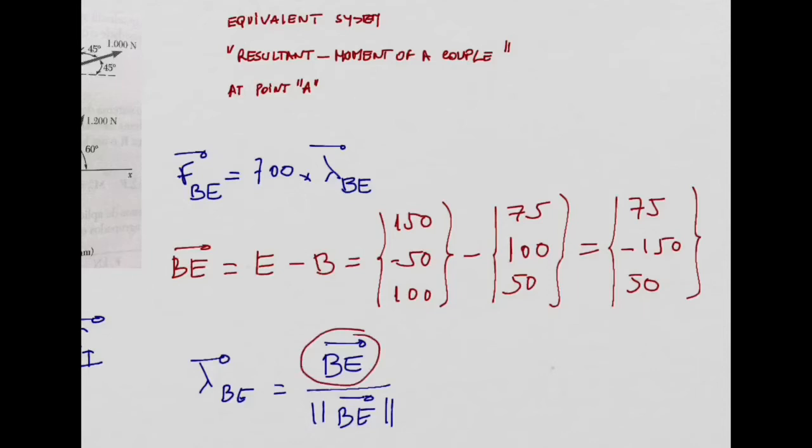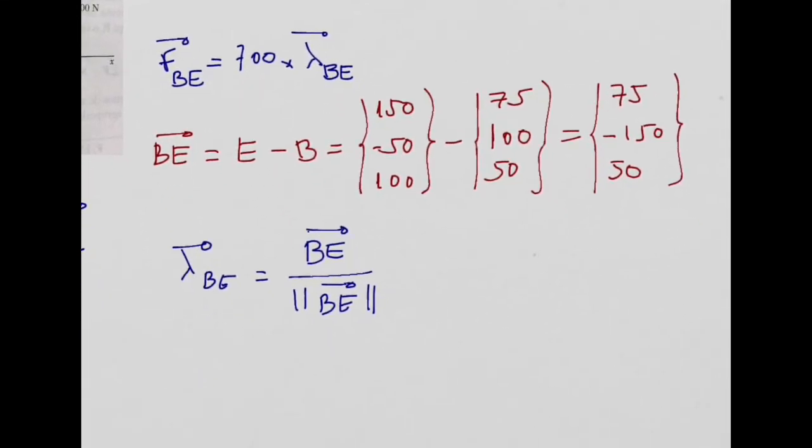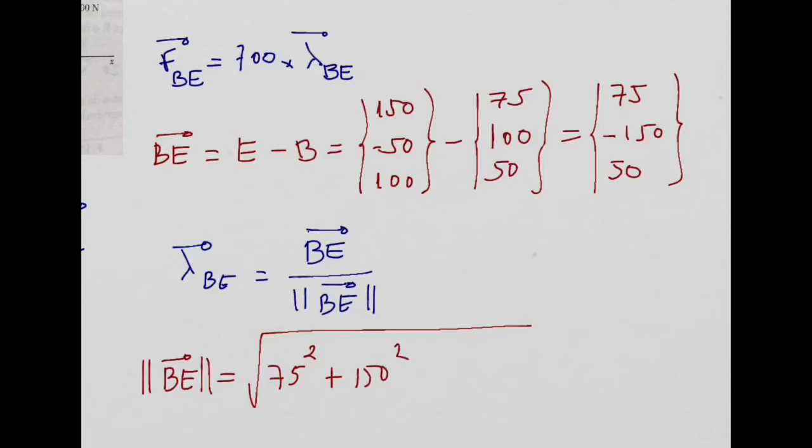I need to divide now this by the norm of this vector, so I need to calculate the norm now. How do I calculate the norm of a vector? I want to calculate the norm of my vector BE. That is equal to what? Square root of X square plus Y square plus Z square, right? Here our Y component is minus 150, but when you square, it becomes positive, so that's why it doesn't matter. How much is this, please? 175.